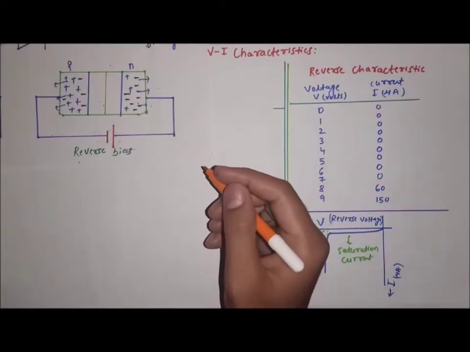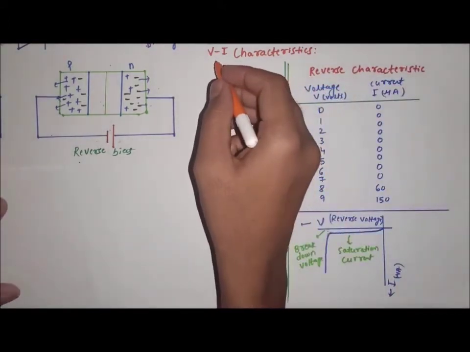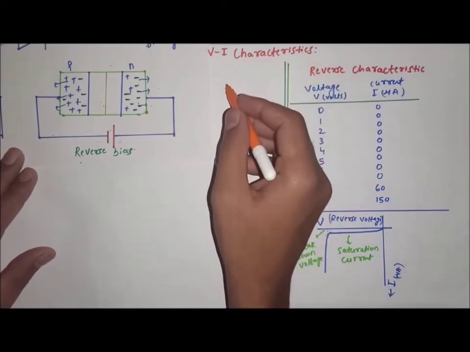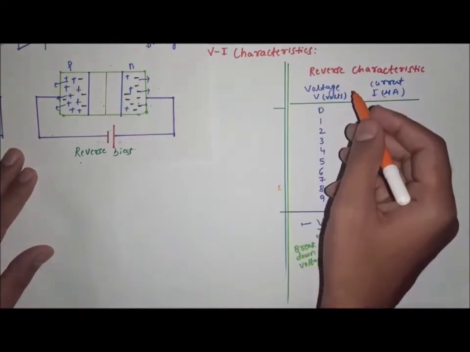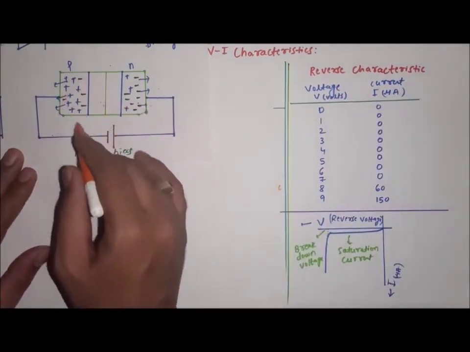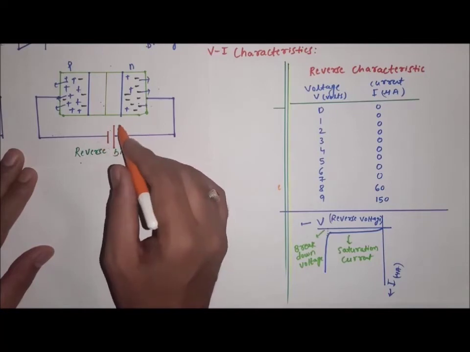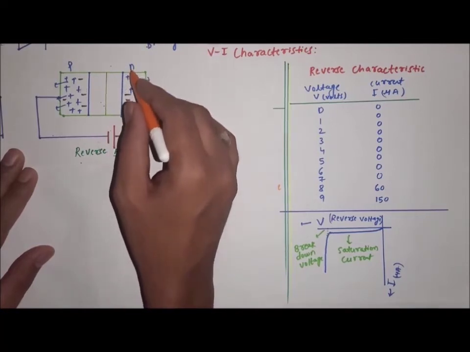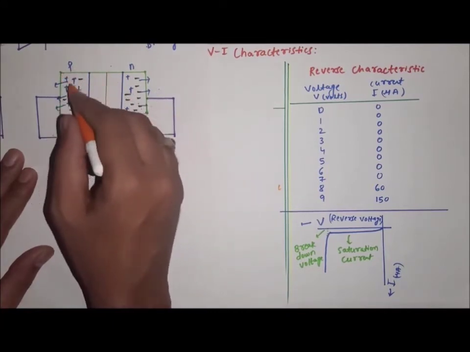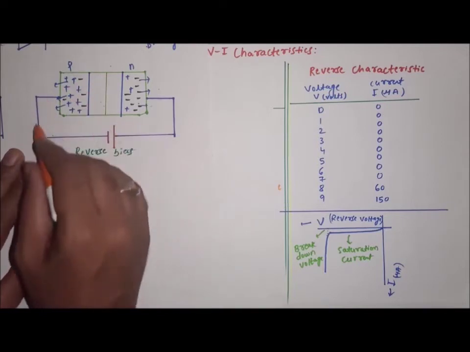Now let us concentrate on the reverse characteristic. In the VI characteristic, we already studied the forward characteristic, and the next one is the reverse characteristic. Reverse characteristic means the diode should be used in reverse bias. Why is it reverse bias? Because you can see the N side is connected to the positive terminal and the P side is connected to the negative terminal of the cell. That is why it is reverse bias.